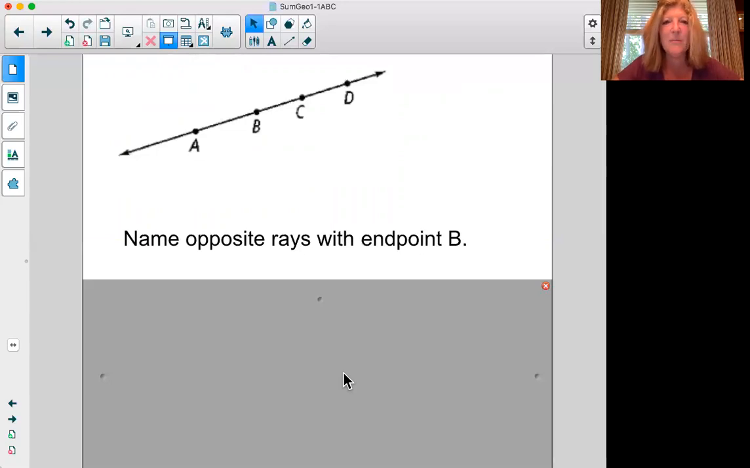All right, now pause and on your own paper, name opposite rays with endpoint B. BA and BC, or you could name it BD, that's the same ray.